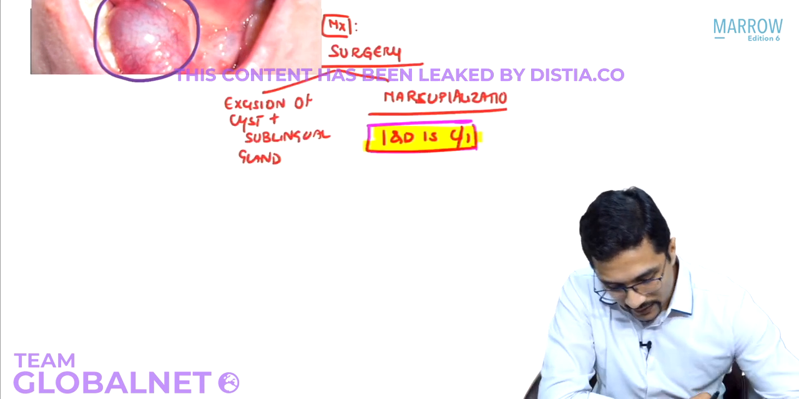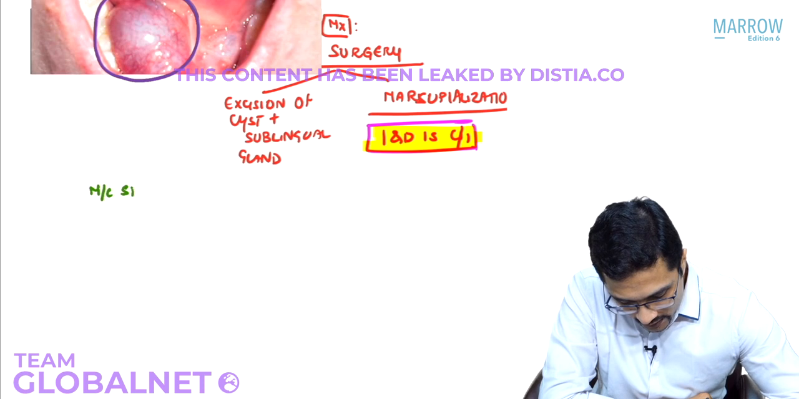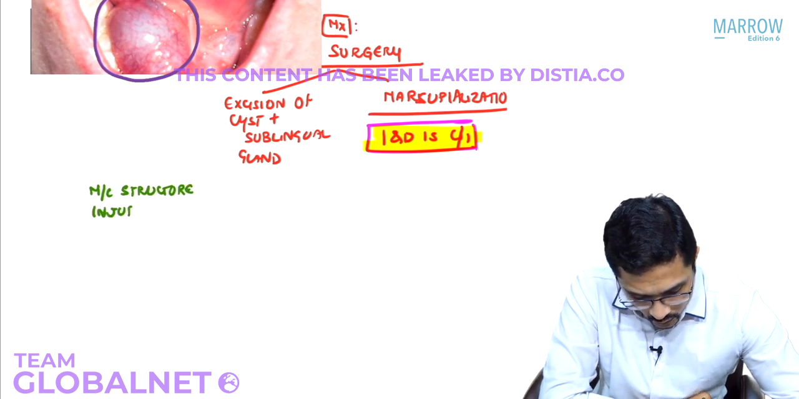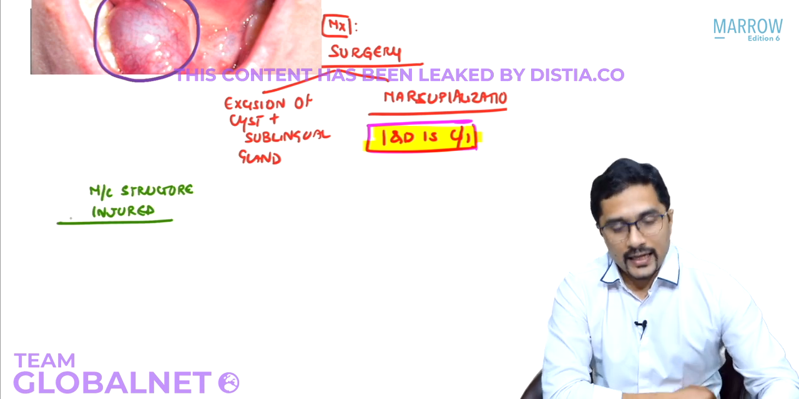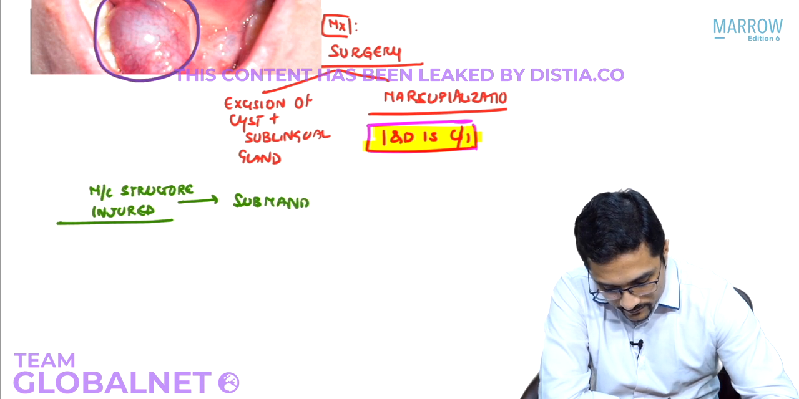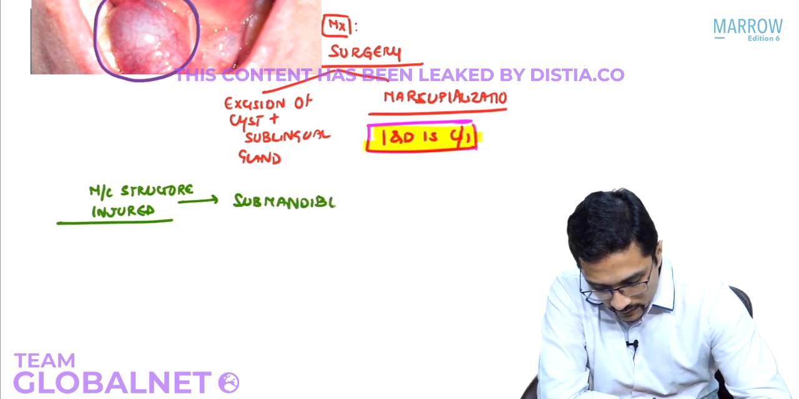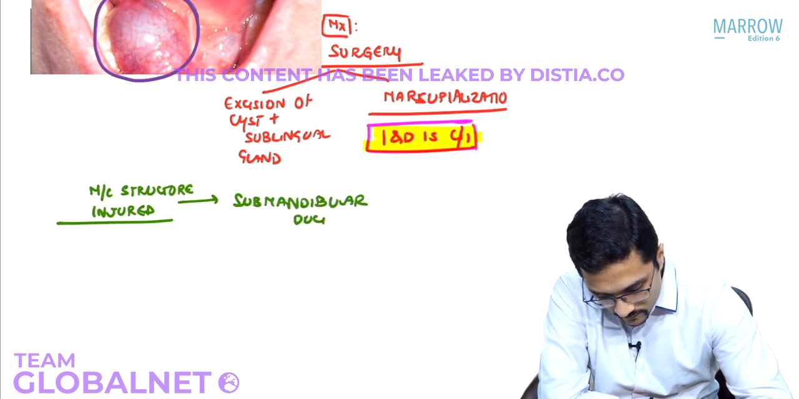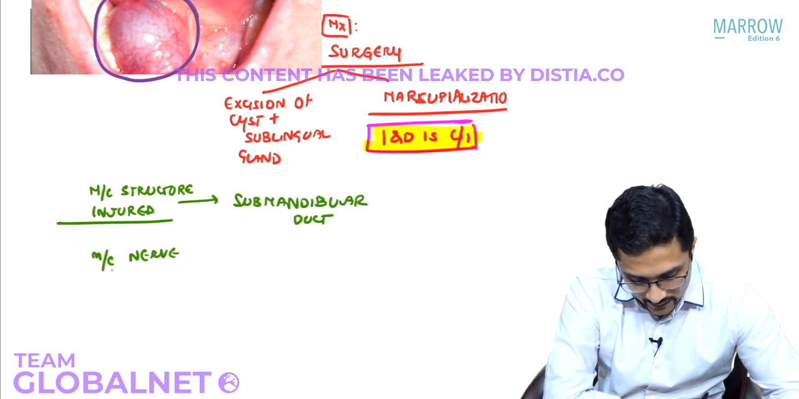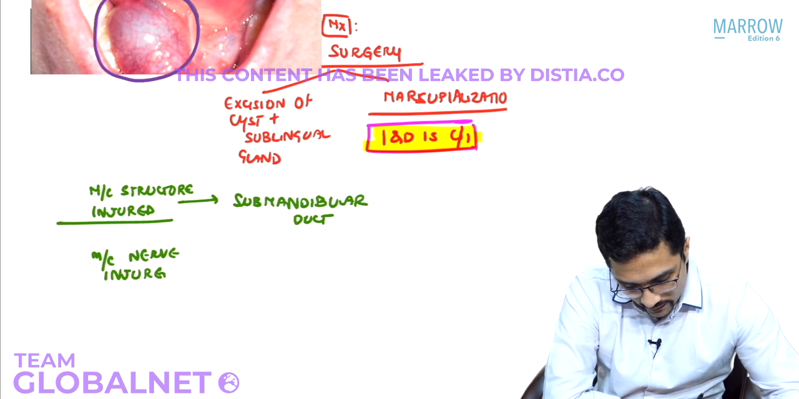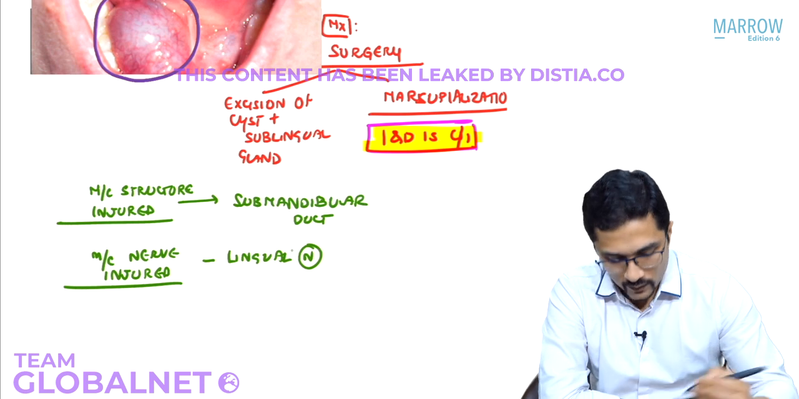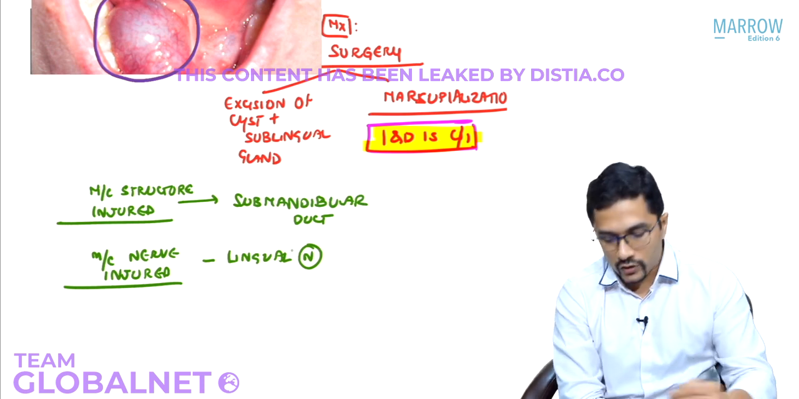Two questions which have been asked here. The most common structure injured. This is an important MCQ. Most common structure injured during ranula surgery is the submandibular gland duct. But the most common nerve injured during ranula surgery is the lingual nerve. So these two MCQs you should remember.